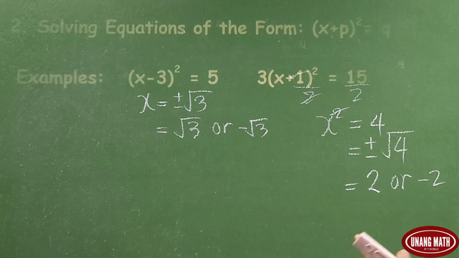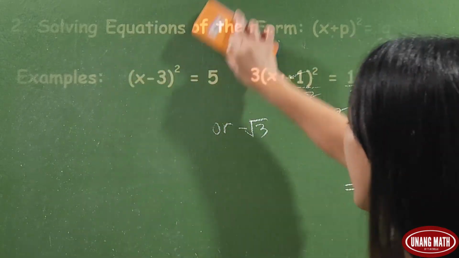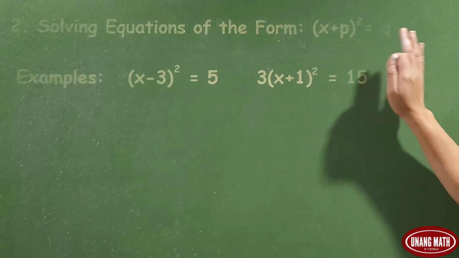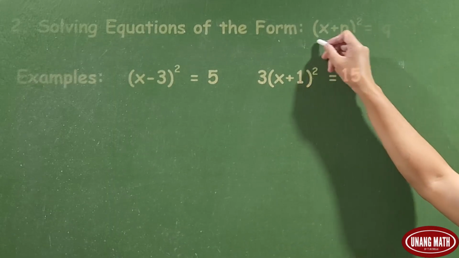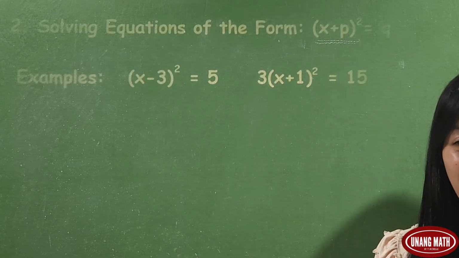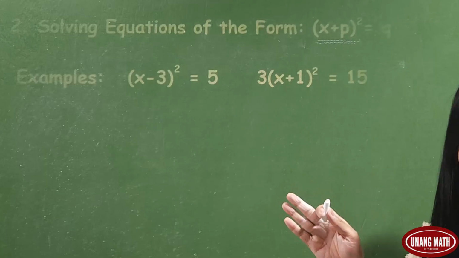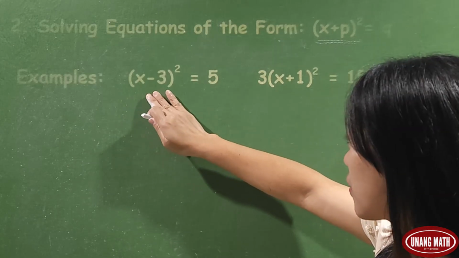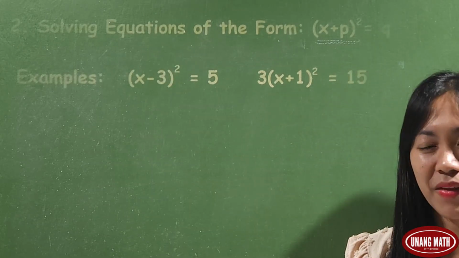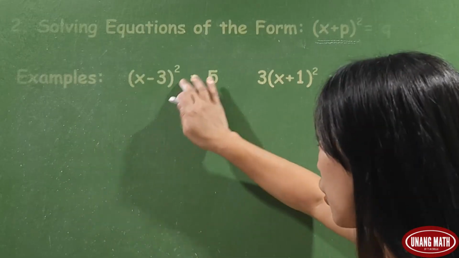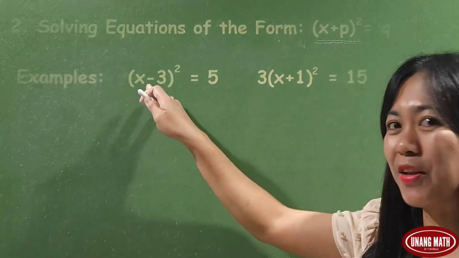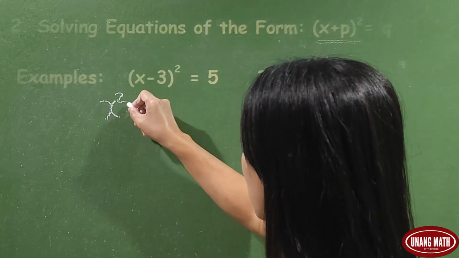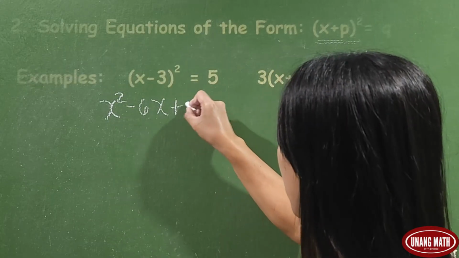Okay, now let's go to another form. In here, the form is x plus p squared is equal to q. If you observe this, it is a perfect square. Let's give an example on how to solve this kind of quadratic equation. We have here x minus 3 squared is equal to 5. At first you might do expanding x minus 3 squared. If we expand this, it would be x squared minus 6x plus 9.